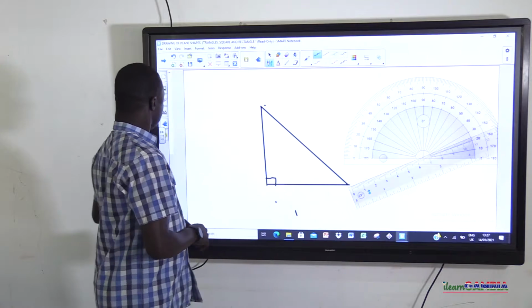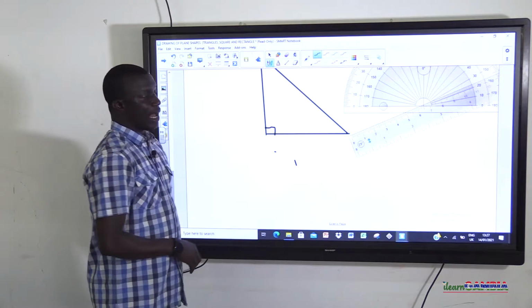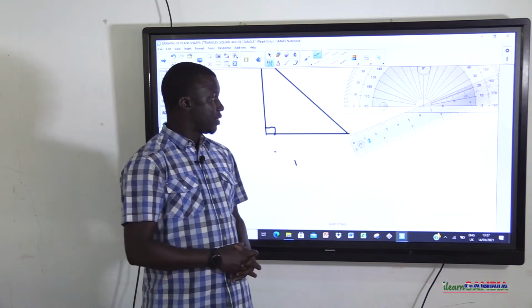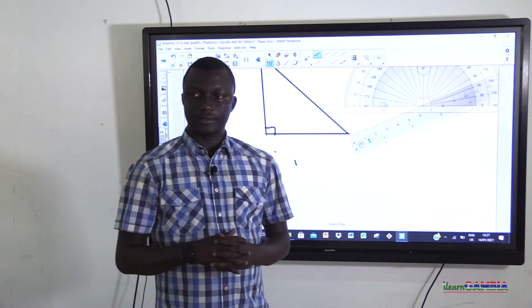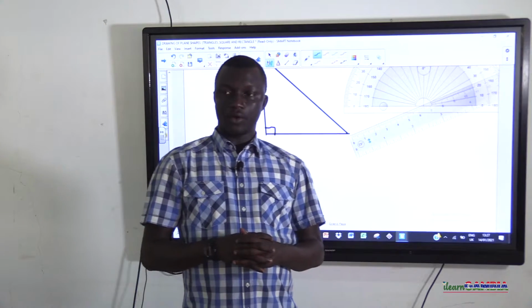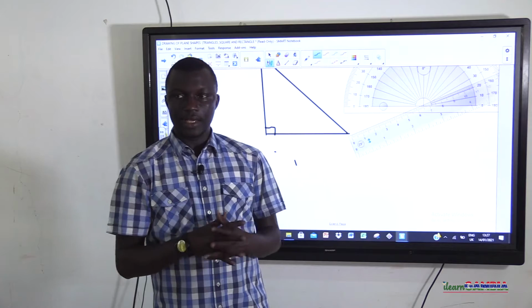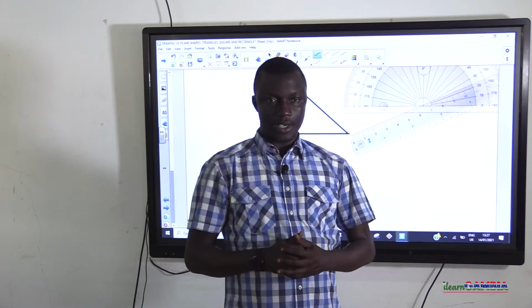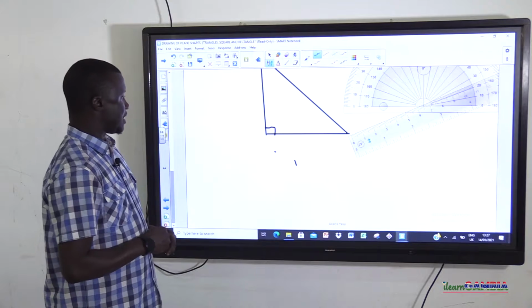Okay? Our second drawing would be an equilateral triangle. We said equilateral triangles have all their sides equal. All the sides of an equilateral triangle are equal. All the sides being equal also makes all the angles 60 degrees each. So we can go ahead and draw our equilateral triangle.